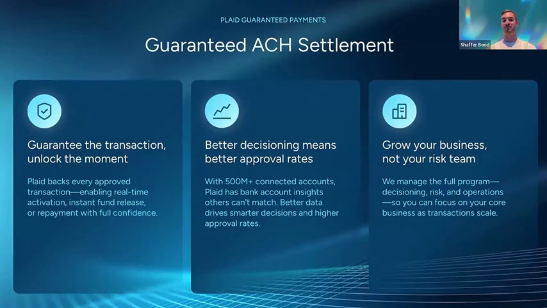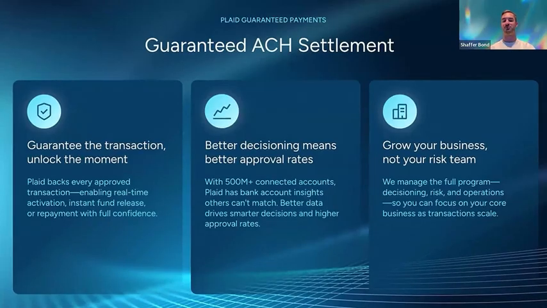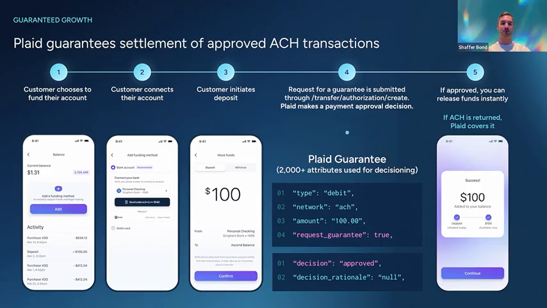Second, better decisioning means better approval rates. With Plaid data, 500 million connected accounts, we have what we need to say yes to more accounts confidently. Higher approval rates, better LTV for your business and for your users. And third, you get to focus on growth and not just your risk team. We handle the complexities of decisioning, risk, and operations, and you don't need to build out all that infrastructure. So let's go ahead and walk through the mechanics of how this works.